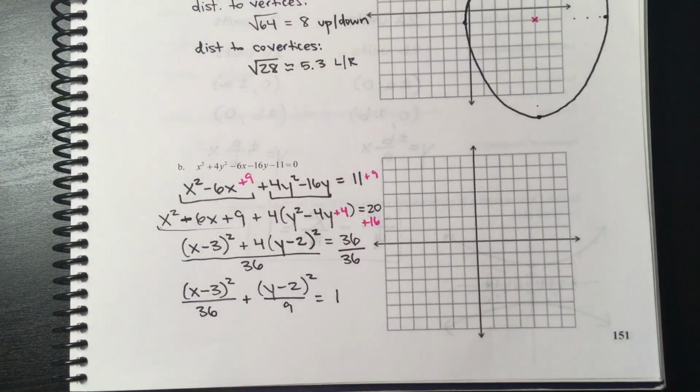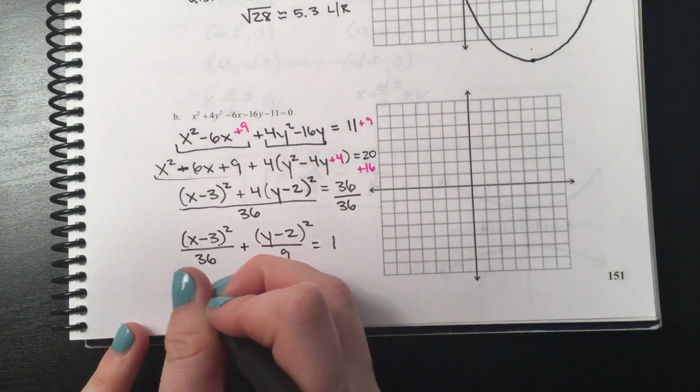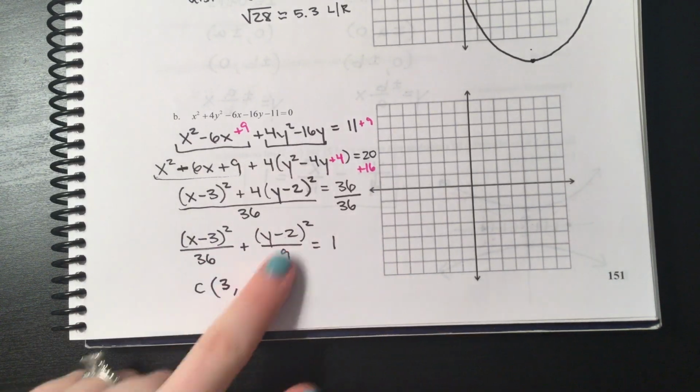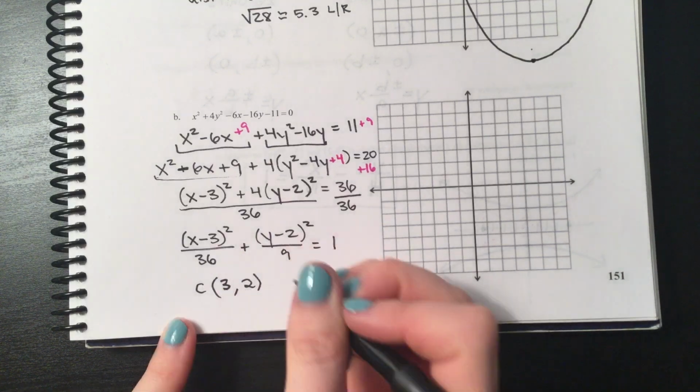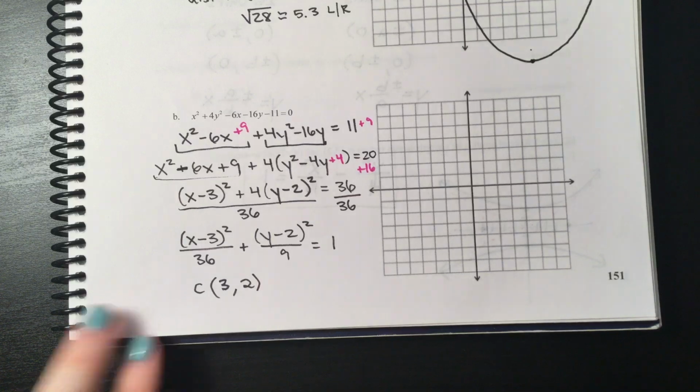Okay, so there we go. We are finally in standard form for the ellipse. I'm going to write down our important stuff. So our center, remember, is opposite of x, so positive 3, and then opposite of y, positive 2. And we're going to get our distance to the vertices and to the co-vertices.